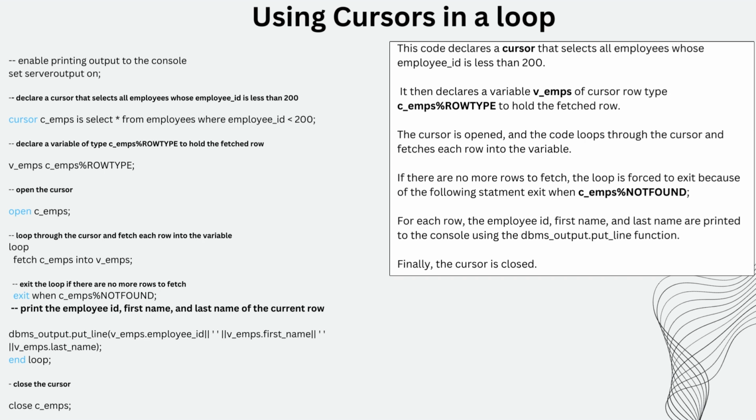If there are no more rows to fetch, the loop is forced to exit because of the following statement: exit when c_emps%notfound. For each row, the employee ID, first name, and last name are printed to the console using the dbms_output.put_line function. Finally, the cursor is closed.